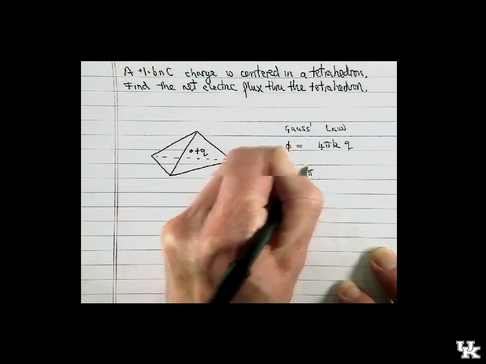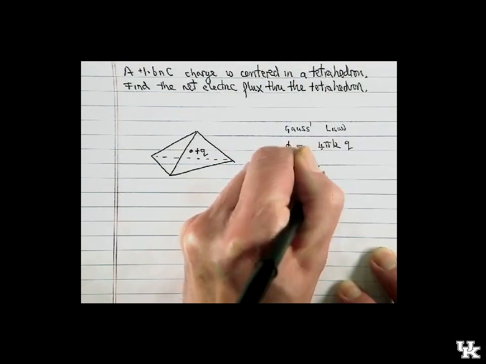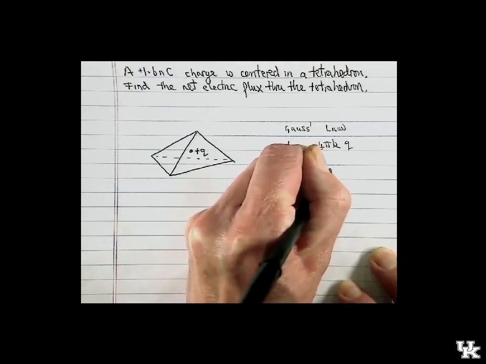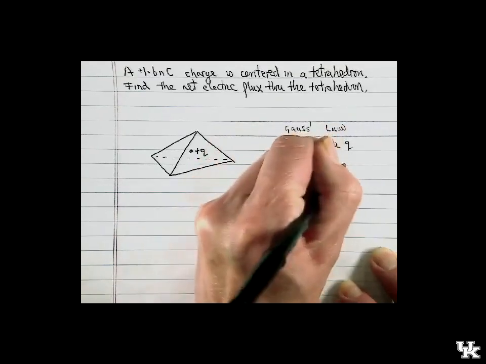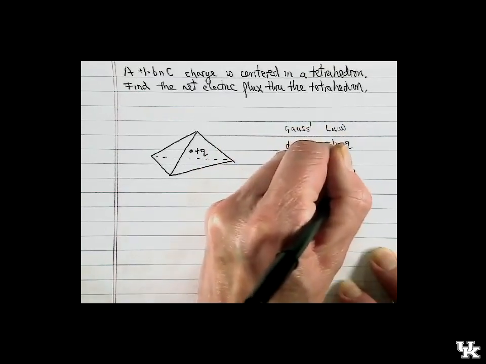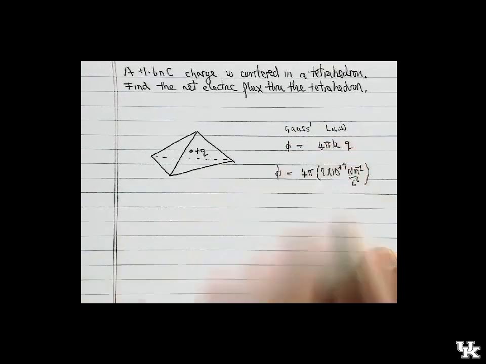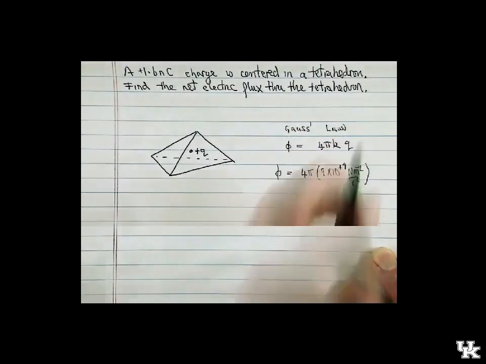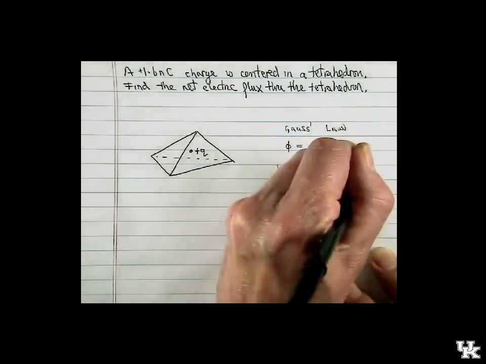To calculate the net flux, all we've got to do is multiply the Coulomb constant by 4 pi. So Coulomb constant is 9 times 10 to the plus 9, gosh, newton meters squared per coulomb squared. Got to multiply that by the amount of charge that we've got. We've got 1.6 times 10 to the minus 9 coulombs, nanocoulombs.